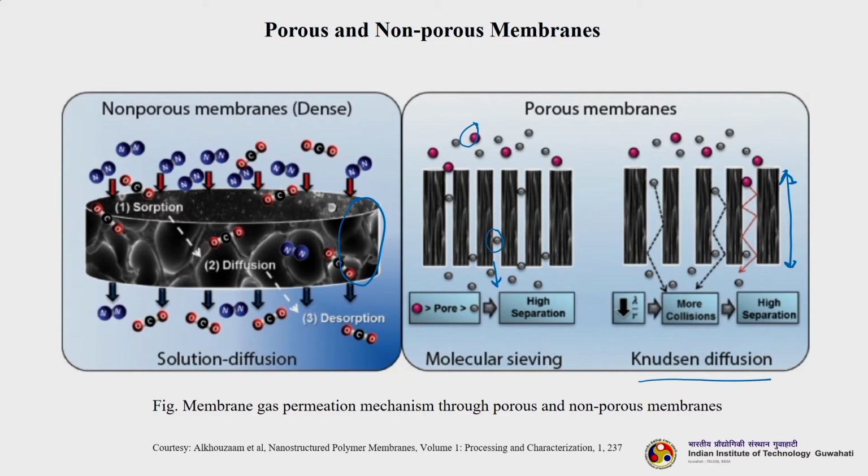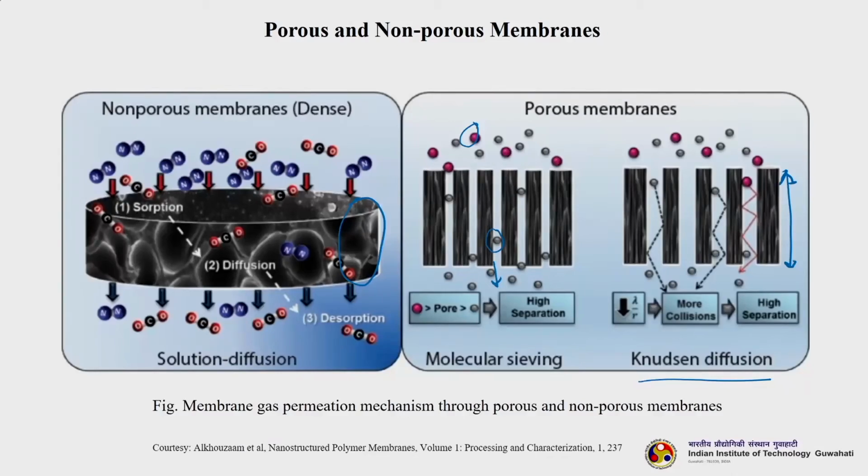It gets collided many times inside, and then traverses across its minimum path length, and then comes out on the permeate side. So, this is actually Knudsen diffusion. We will learn it in detail when we discuss gas separation.